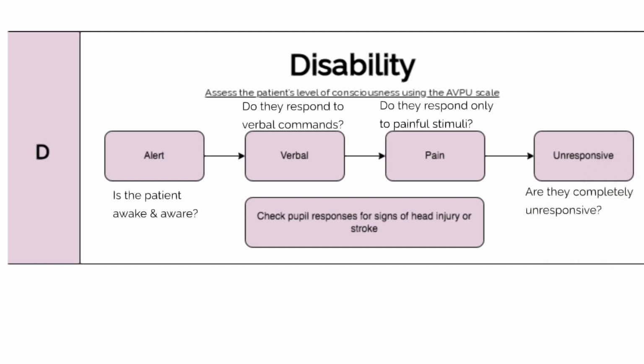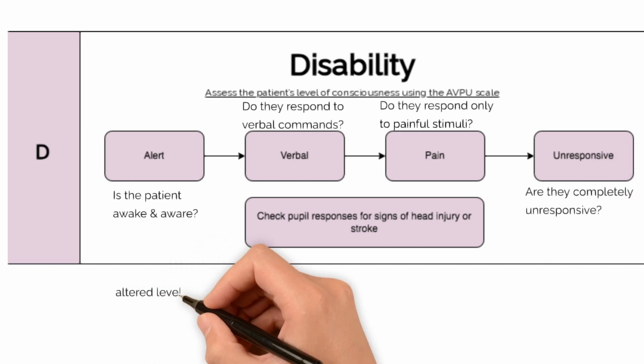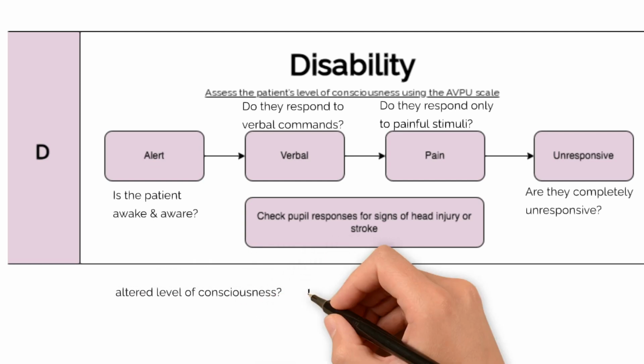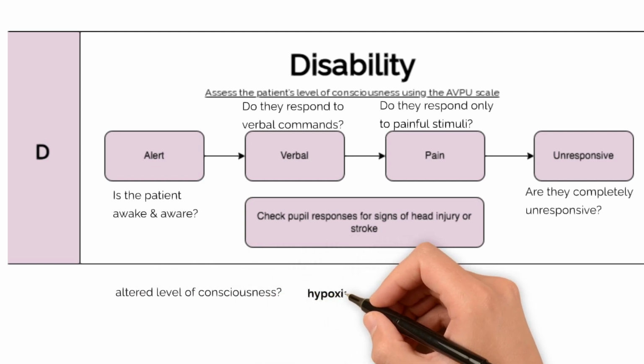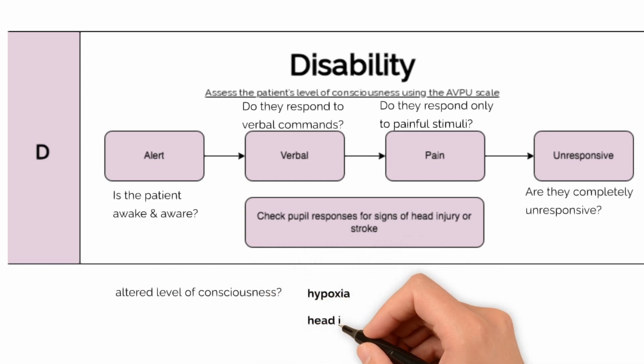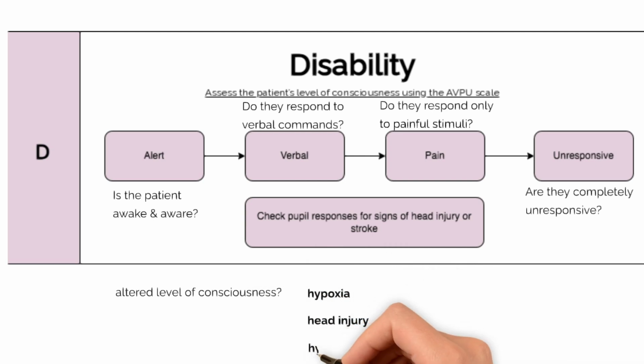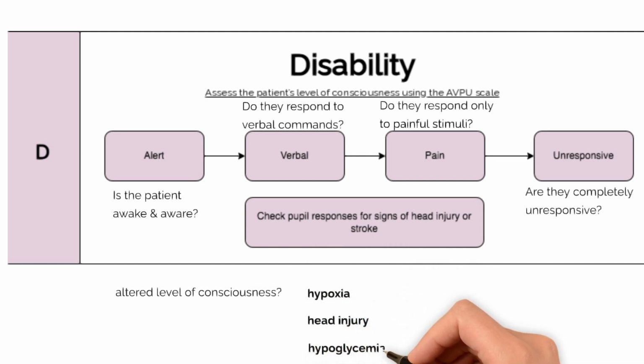Check the patient's pupils as well. Are they equal, round, and reactive to light? Unequal or sluggish pupils can indicate a head injury or stroke. If the patient has an altered level of consciousness, consider causes like hypoxia, head injury, or hypoglycemia.